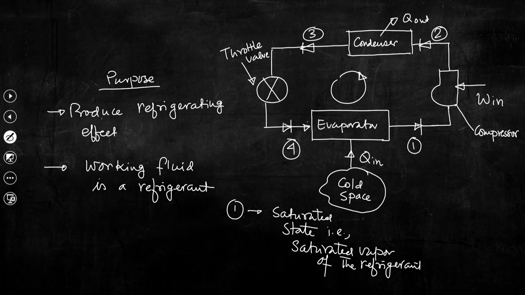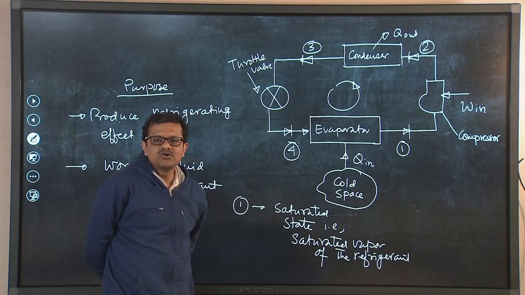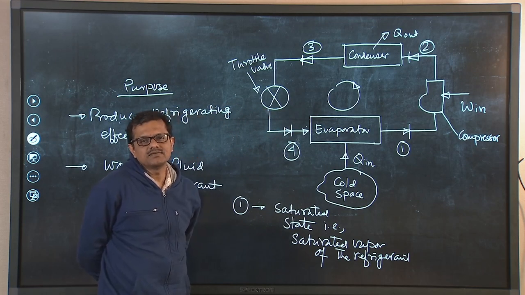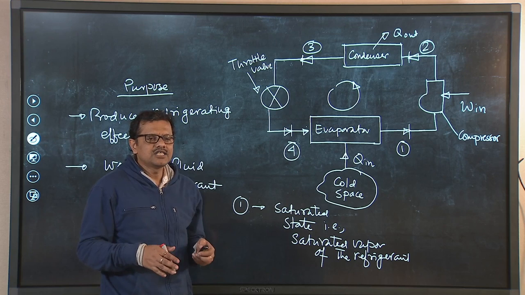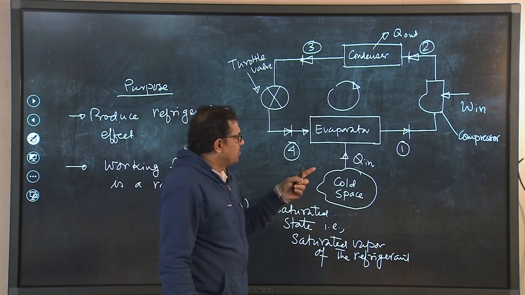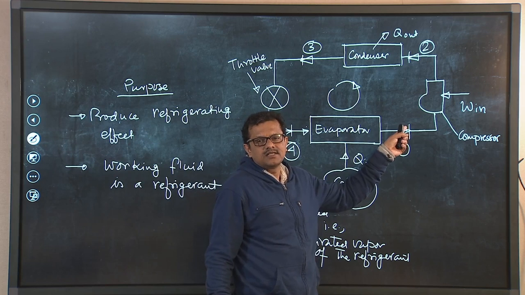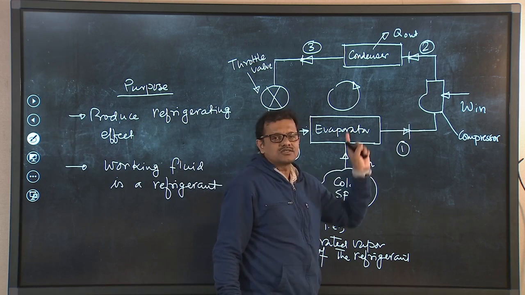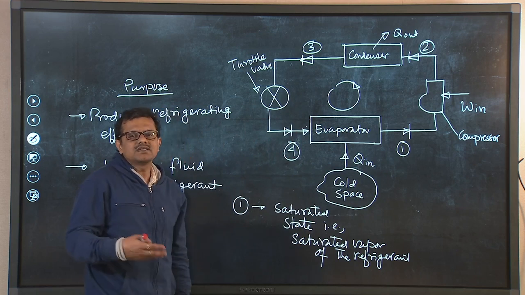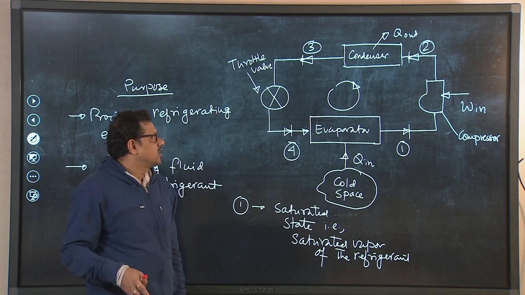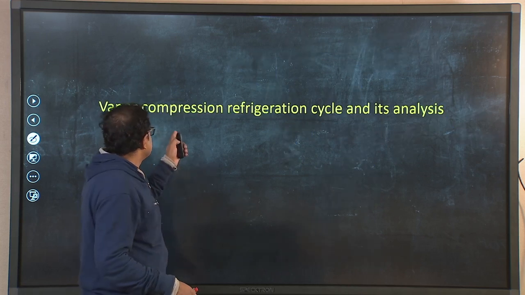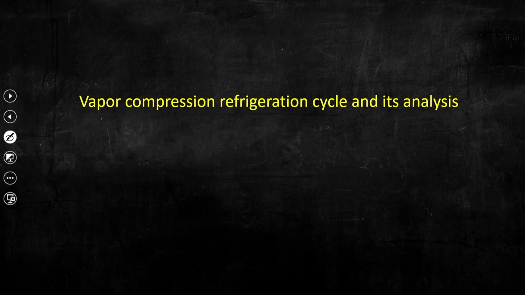So, the compressor will now compress this saturated vapor from state point 1 to state point 2, if we assume that it is a reversible adiabatic compression. Basically, with this assumption, the process that will occur in this compressor is a reversible adiabatic process. So, with this idealized assumption, I should say that this is the ideal vapor compression refrigeration cycle.